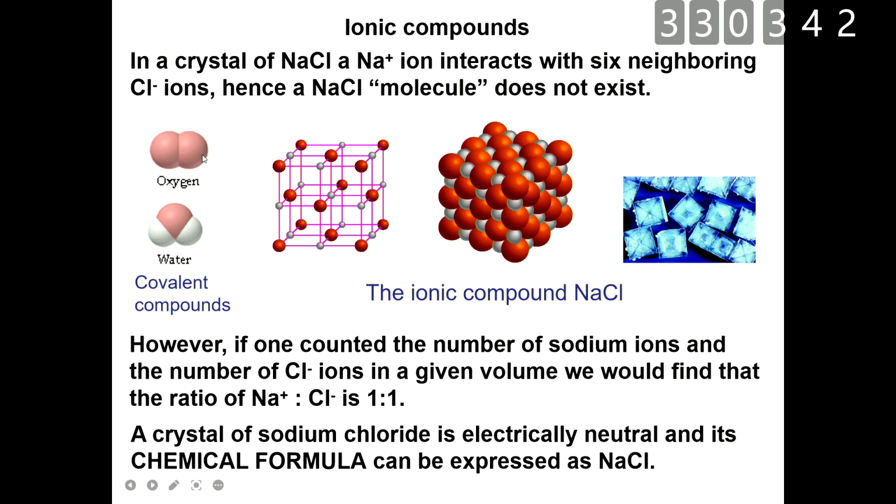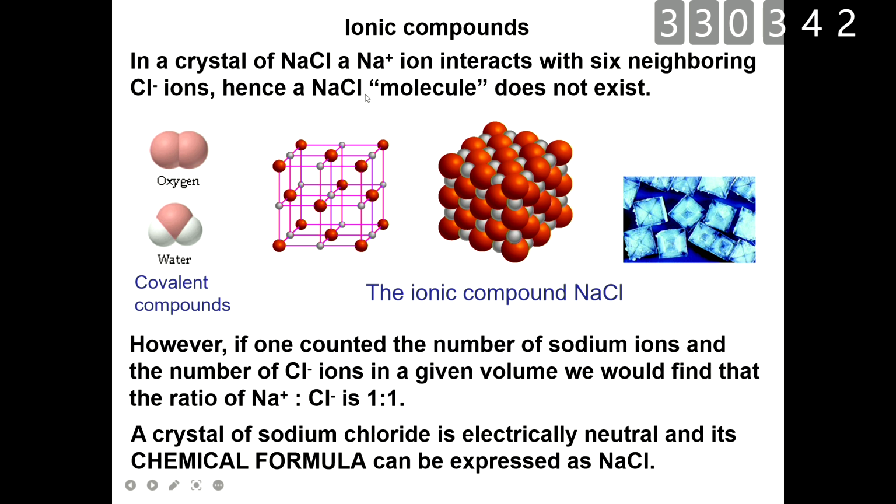Okay. So basically, for neutral compounds or covalent compounds, we can use a molecule to describe the structure of the compounds, like oxygen, right? So in this structure, two oxygen atoms combine together to form a molecule. We call it a molecule, right? And this is water. So this is oxygen, hydrogen. They stay together to form a molecule.